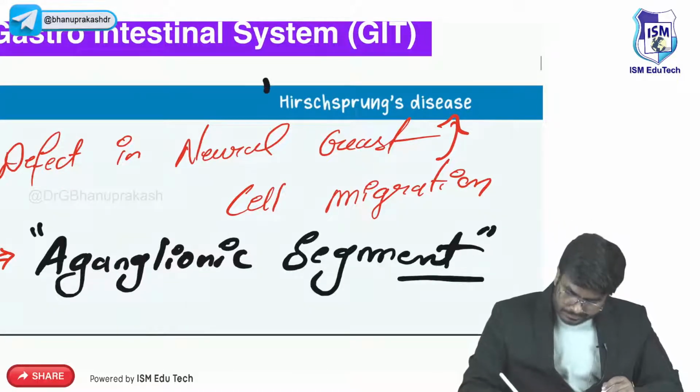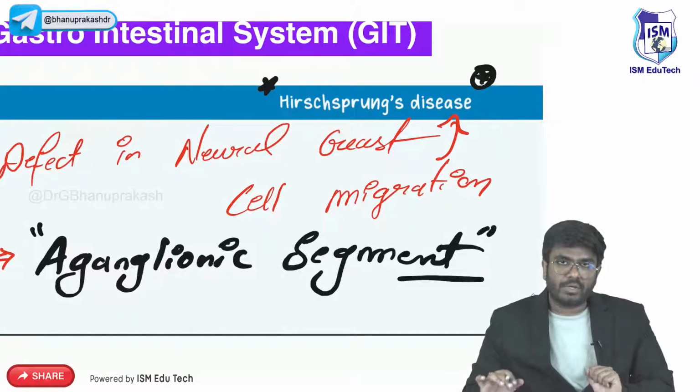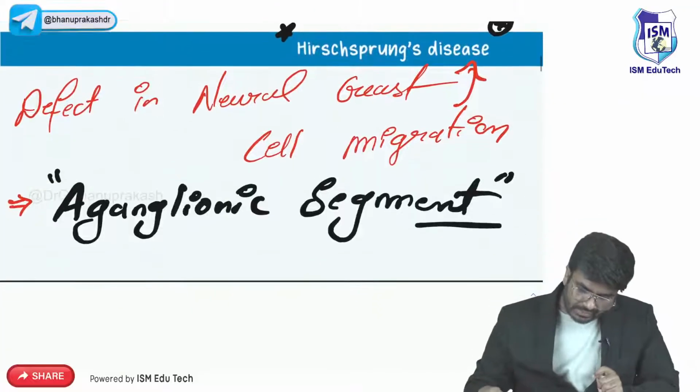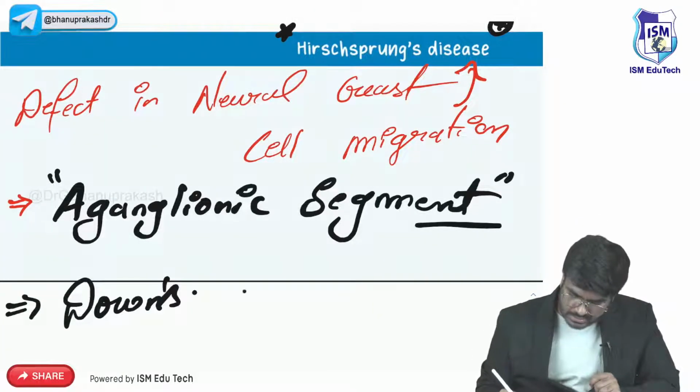Now, in this Hirschsprung disease, this GIT abnormality, it is associated with which chromosomal abnormality? It is associated with a condition called Down's syndrome.